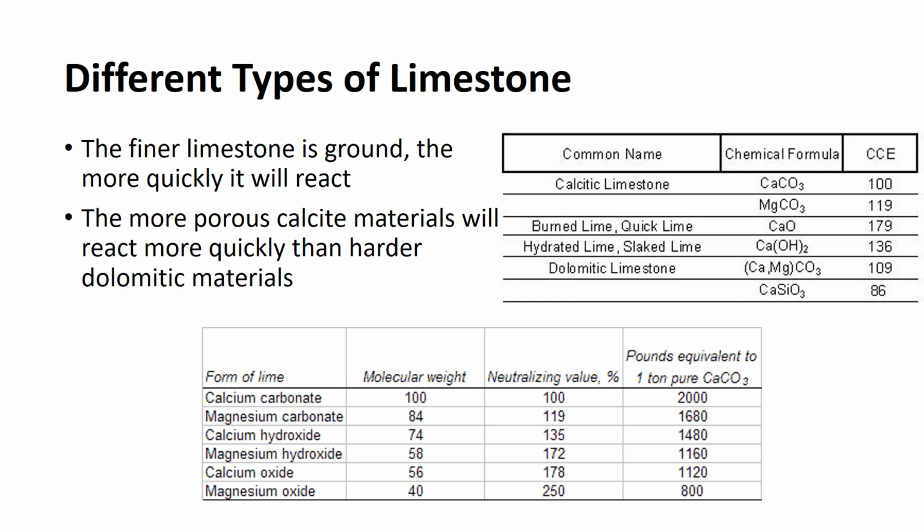For example, the molecular weight of pure calcium hydroxide or hydrated lime is 74. By dividing 100 by 74, the percent value is 135. This indicates that 1 pound of hydrated lime is equal to 1.35 pounds of calcium carbonate. Liming materials react at different rates because of not only their chemical composition, but their coarseness and hardness. The finer limestone is ground, the more quickly it will react. Also, the more porous calcite materials will react more quickly than the harder dolomitic materials.